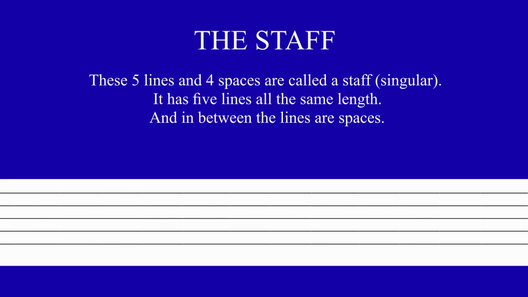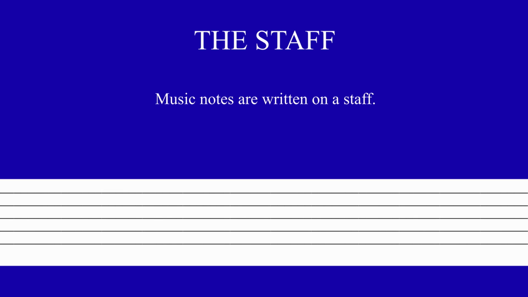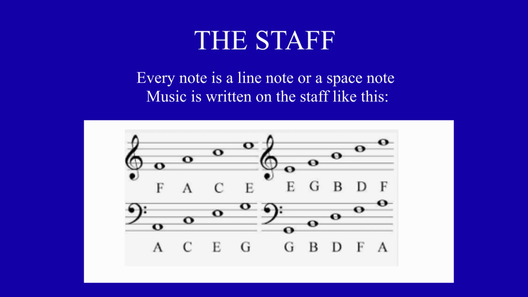The staff. These 5 lines and 4 spaces are called a staff. It has 5 lines all the same length, and between the lines are spaces. Music notes are written on a staff. Every note is a line note or a space note. Music is written on the staff like this.